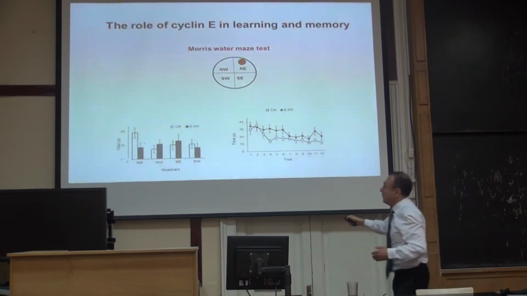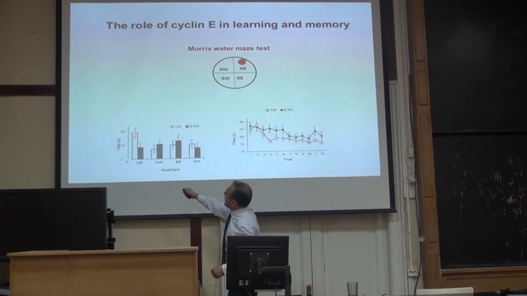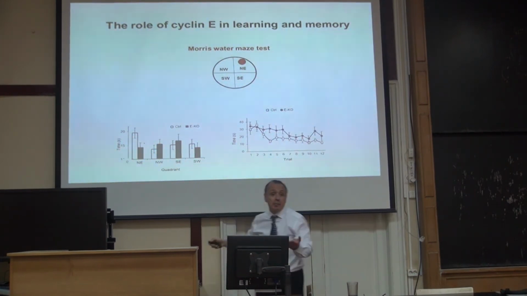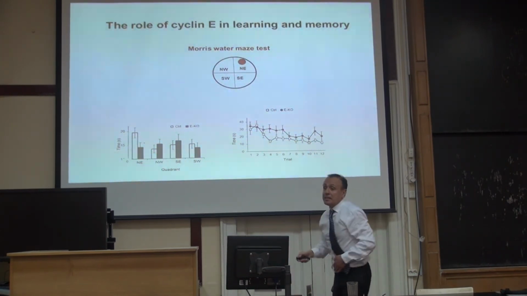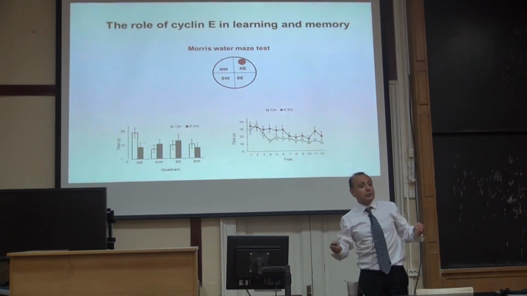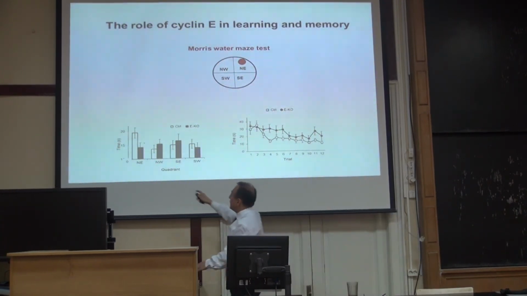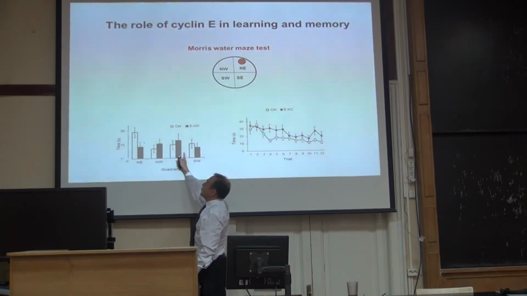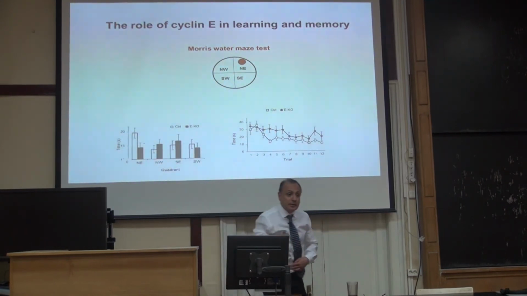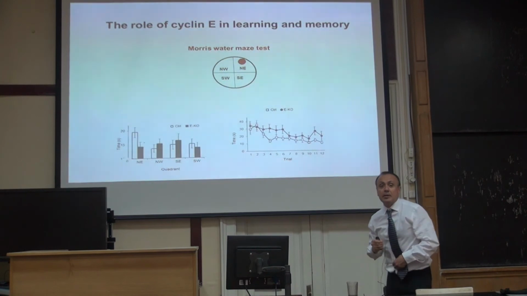So control mice, shown here in white, spend most of the time in the northeastern quadrant and relatively little in other quadrants, because they remember that the platform was there. But knockout mice cannot remember. Once you submerge the platform, they are shown in black, they spend exactly the same time in each quadrant, because they cannot form memories that the platform was there.